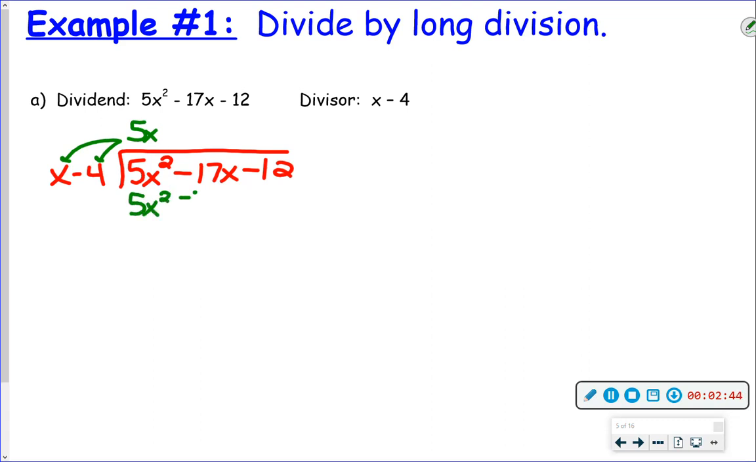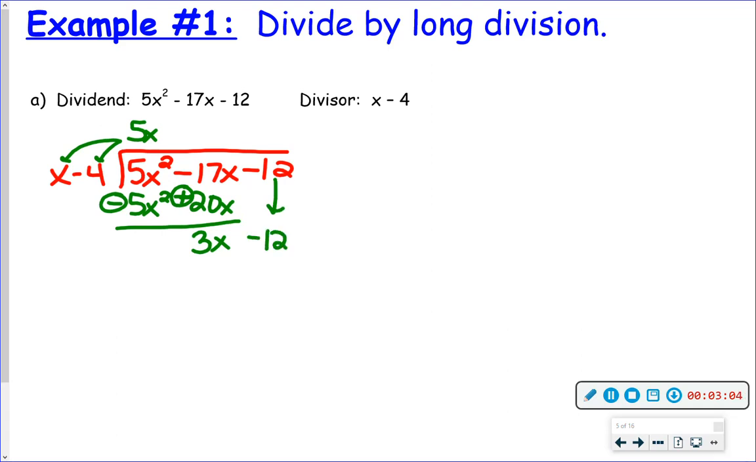5x times negative 4. Now, just like on that warm-up problem, we subtract these. I subtract both of them. So it's going to make this a minus and the 20x a plus. So the 5x squareds are gone. I'm not going to write anything. Negative 17x plus 23. And I'm going to bring down the next term.